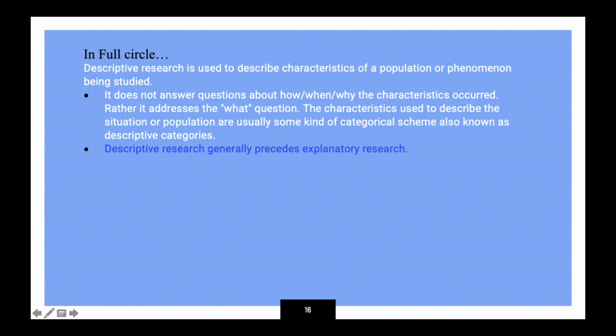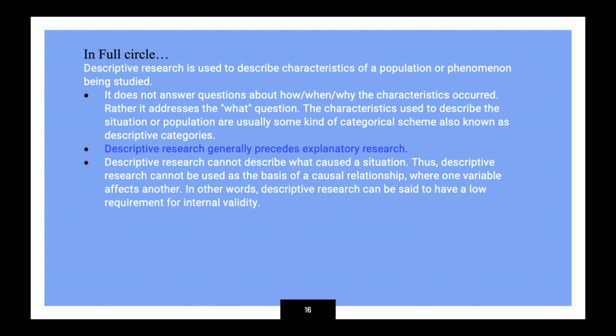Descriptive research generally precedes explanatory research. For example, over a period of time, the periodic table's description of the elements allowed scientists to explain chemical reactions and to make sound predictions when elements were combined. However, descriptive research cannot describe what caused a situation. Thus, descriptive research cannot be used as the basis for a causal relationship, where one variable affects another. In other words, descriptive research can be said to have a low requirement for internal validity.